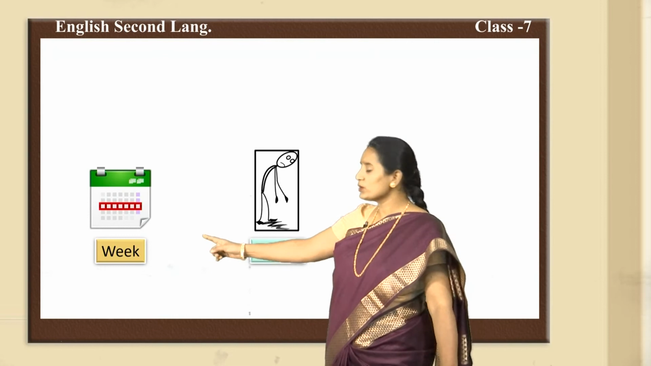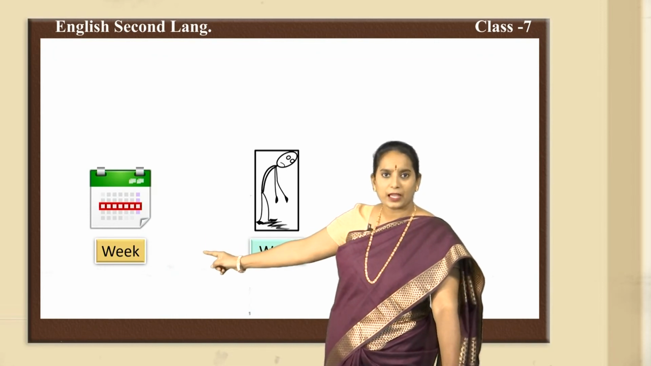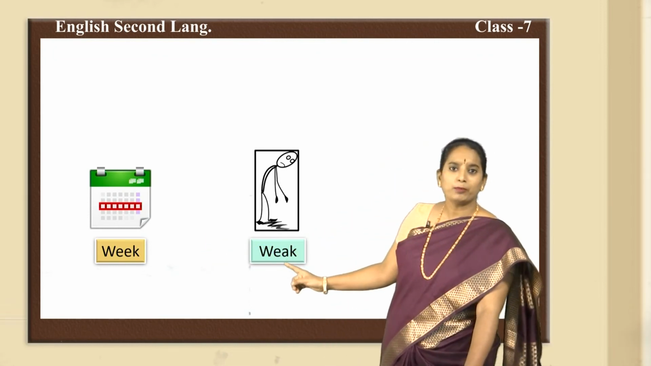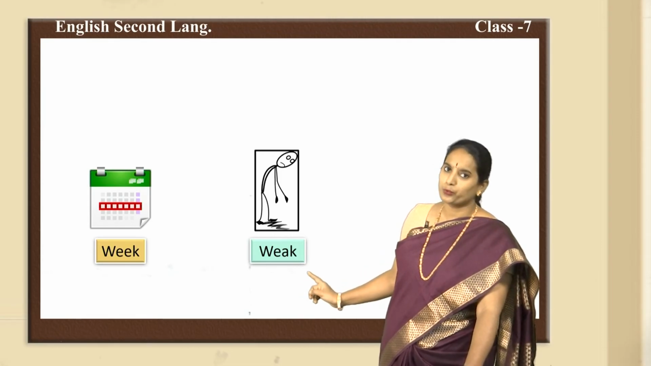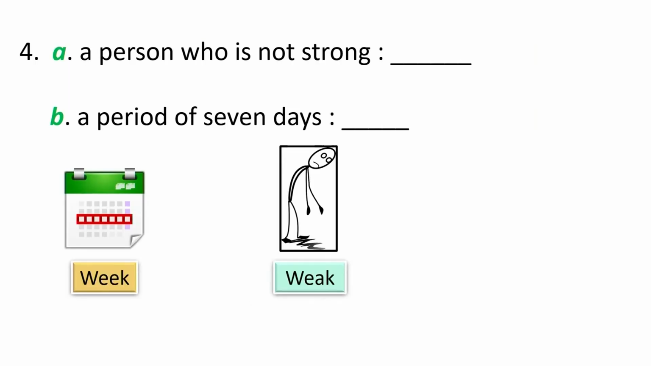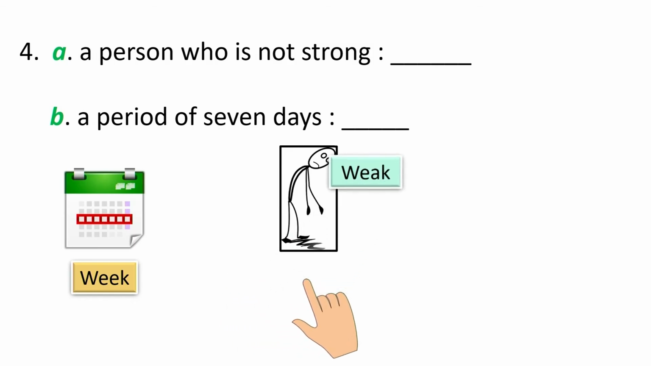Here are your clues, W-E-E-K, week, and W-E-A-K, weak. A person who is not strong. Which is the right answer? Is it W-E-E-K or W-E-A-K? Yes, you are right, children. It is W-E-A-K, weak.